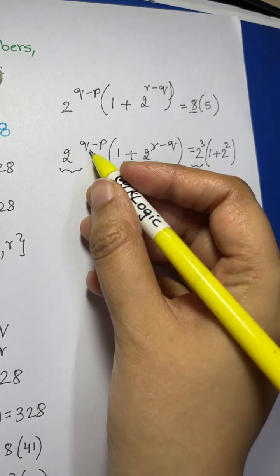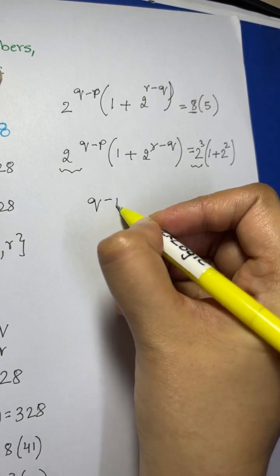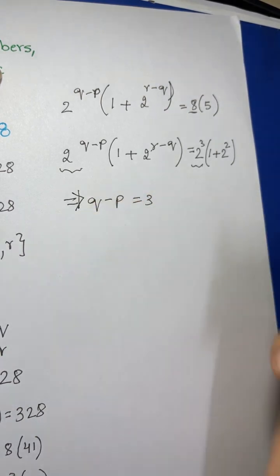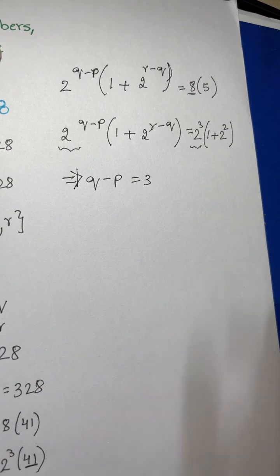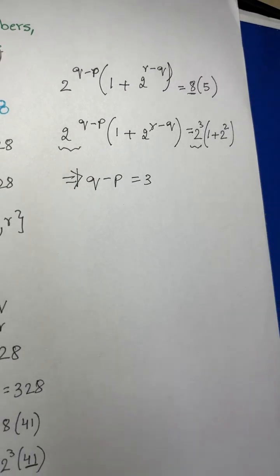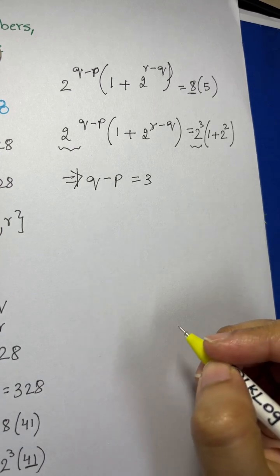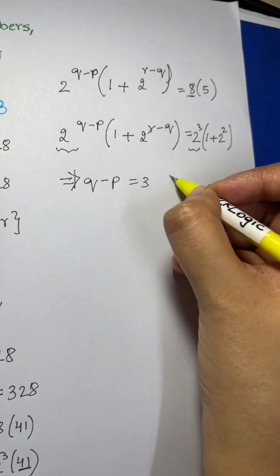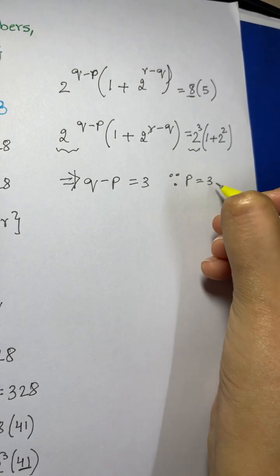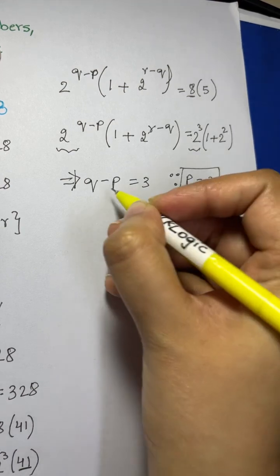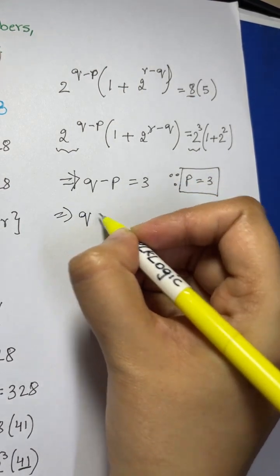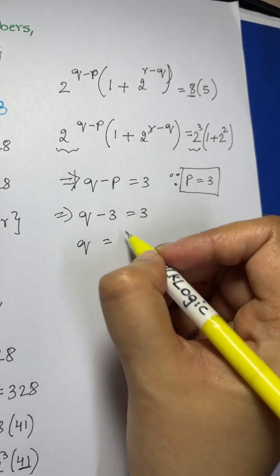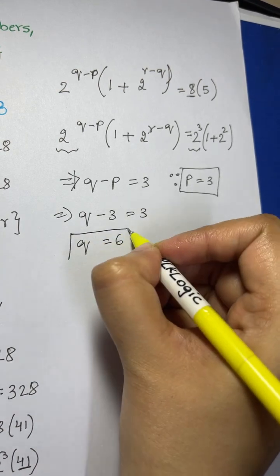So we have q minus p equals 3. Alright. Q minus p is equal to 3. And now from this, p we already got as 3. Since p is equal to 3, we can substitute it here. Q minus 3 is equal to 3. So q will be equal to 3 plus 3 equals 6. So you've got the value of q.